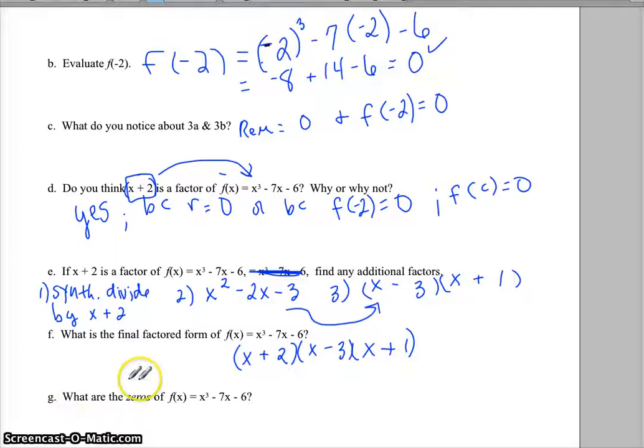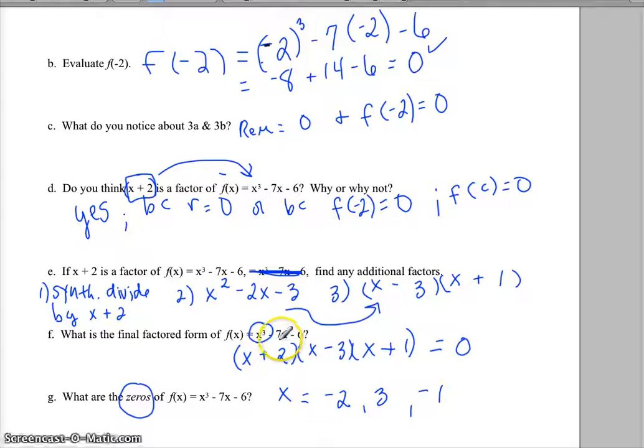So G asks, what are the zeros of f of x equals x cubed minus 7x minus 6? Remember, we've discussed in our last 2 classes that zeros are also x-intercepts, which are also the values of x when y equals 0. So remember, this would all equal 0. It's the factored form. The first factor gives us x equals negative 2. The second factor gives us x equals 3. And the third factor gives us x equals negative 1. Do you notice anything about the degree of the polynomial compared to the number of zeros? The degree is 3, so we have 3 zeros.